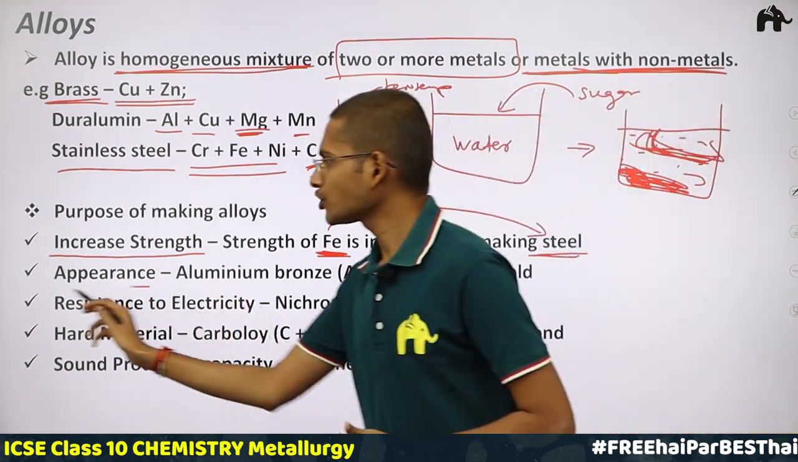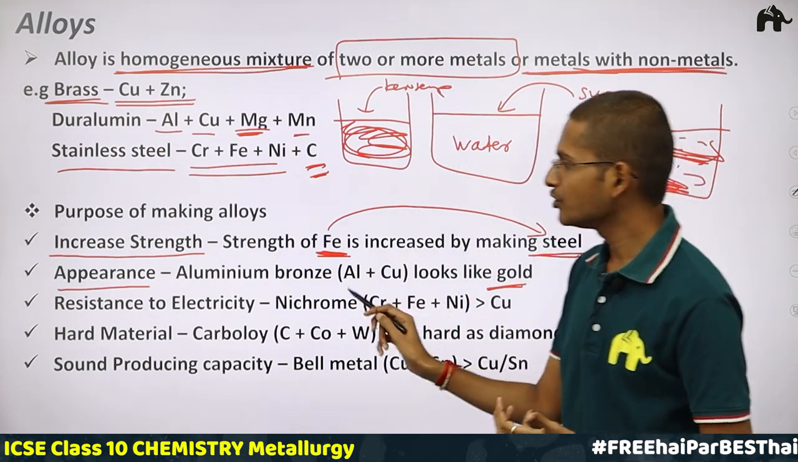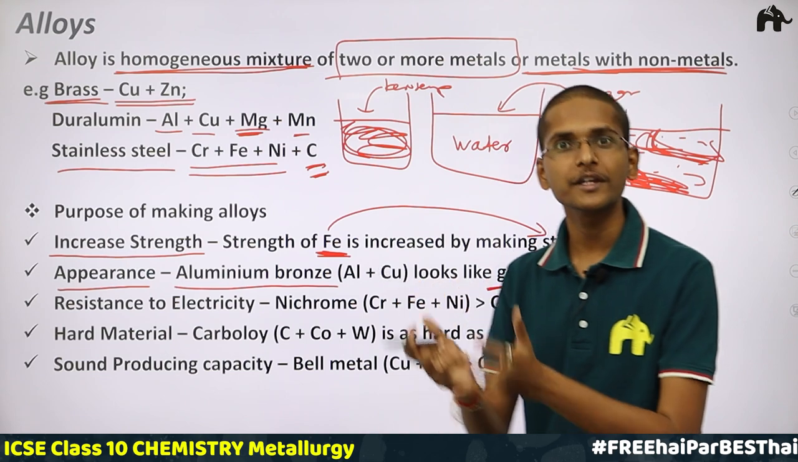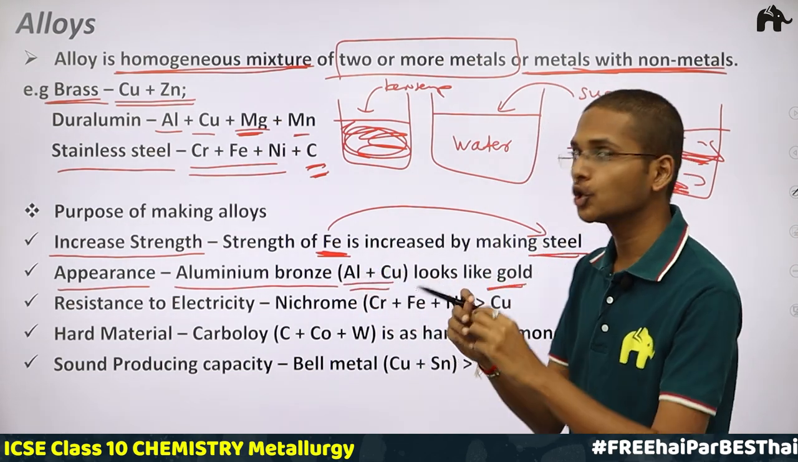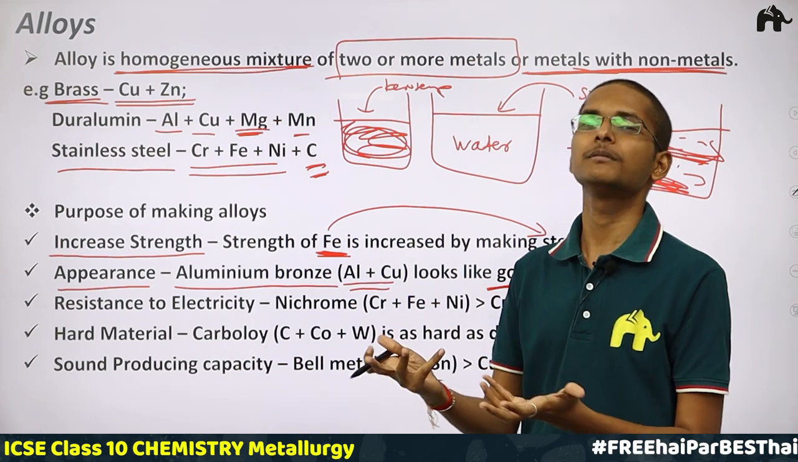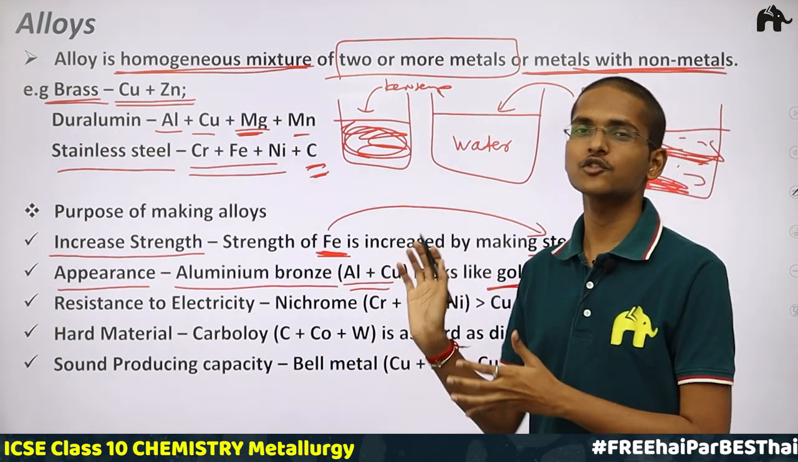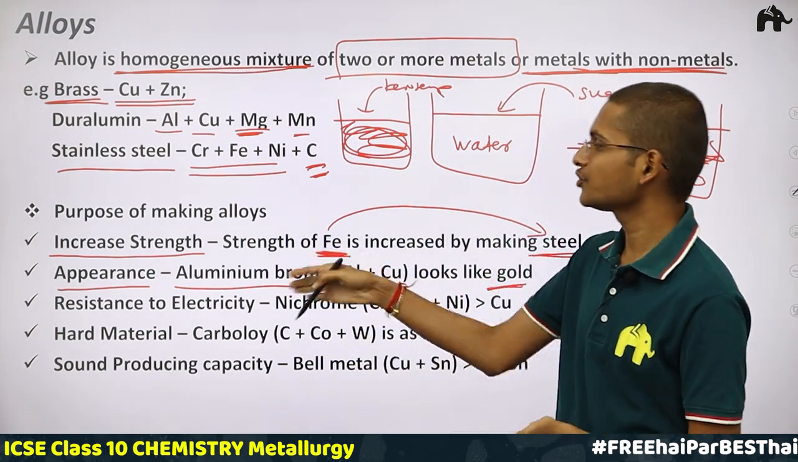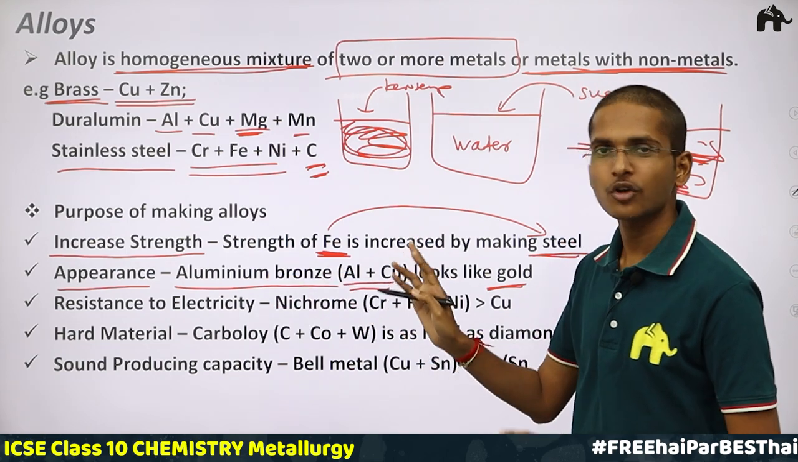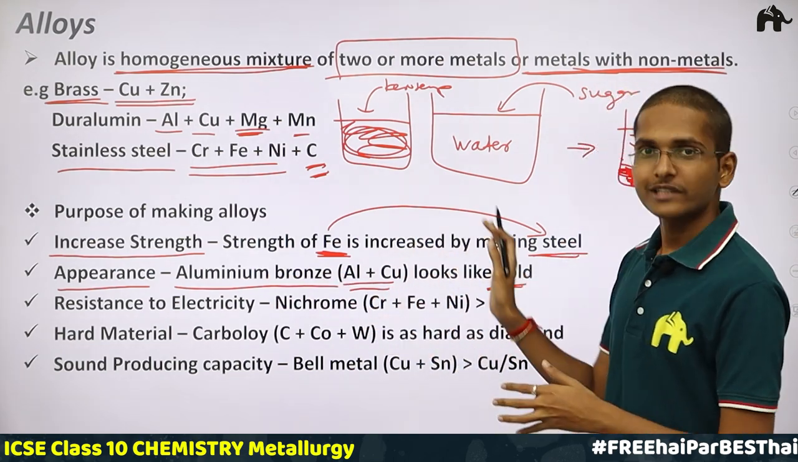Second is appearance. If you want a gold-like appearance, we would make an aluminium bronze alloy, which is formed by mixing aluminium and copper, because it has a gold-like appearance, so that you can fool people around you. By showing the gold-like appearance, finally they would figure out that it is not pure gold. But for appearance purposes, at least you can fool people by making aluminium bronze and telling them that this is gold, because it looks like gold.